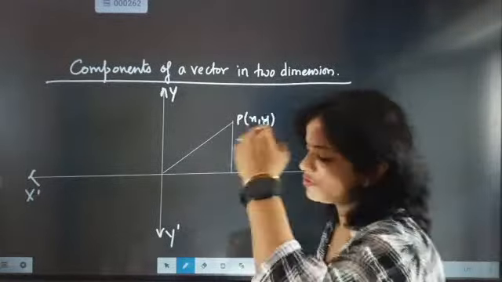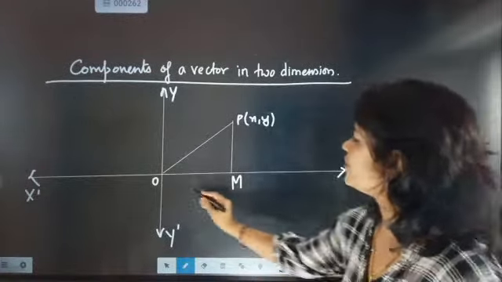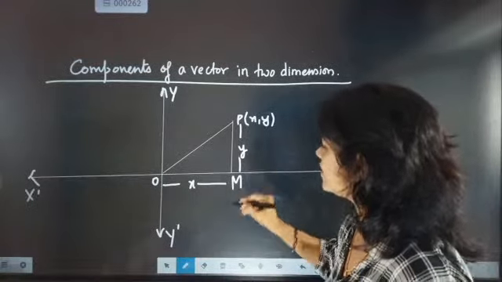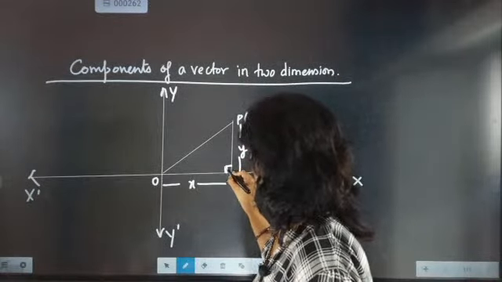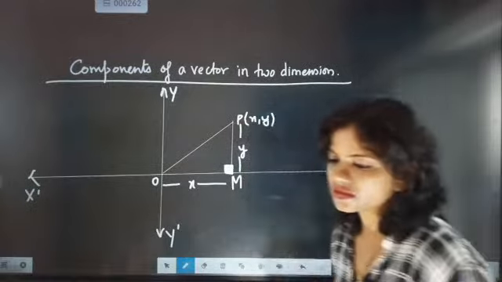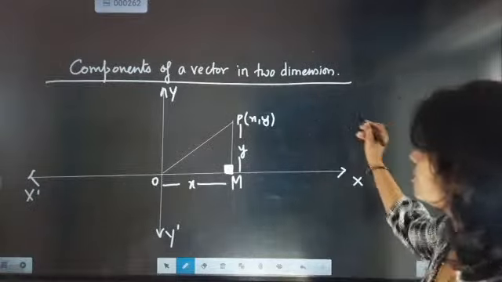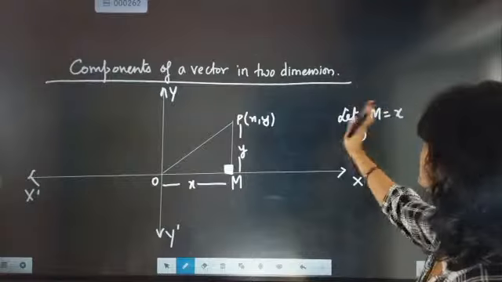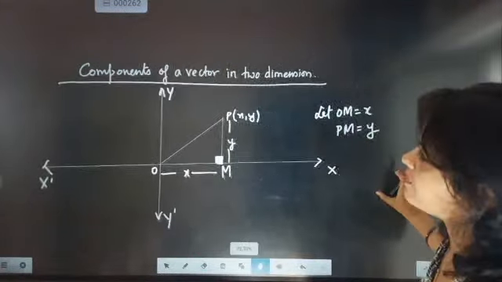After that we will take the foot of the perpendicular as M, and this will be O. So OM will become x and PM will become y, and this is perpendicular. Now let OM be exactly x and PM be y. So I have written OM equal to x and PM equal to y.